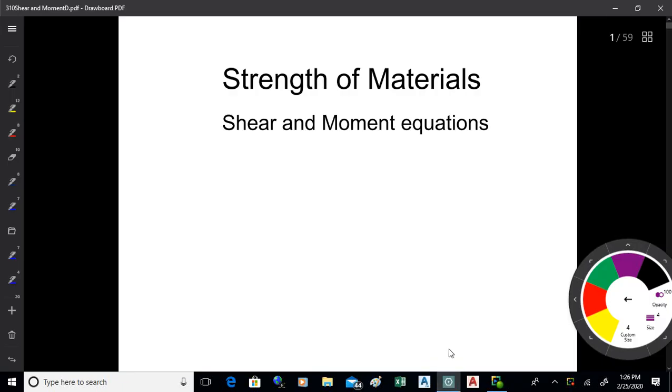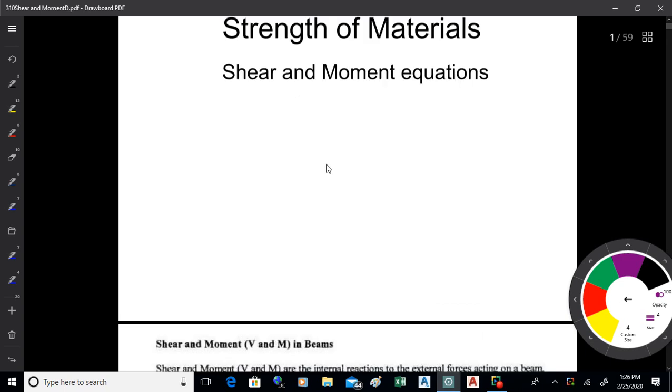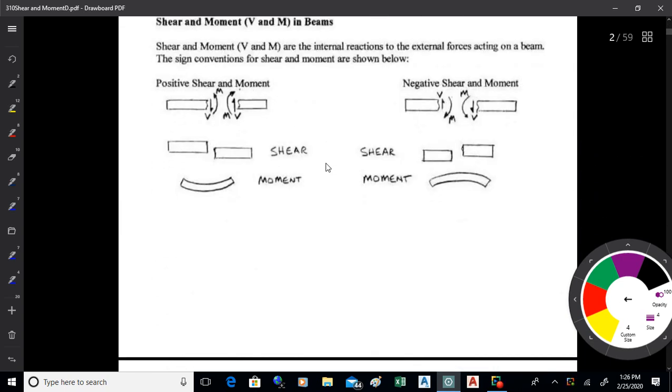All right, so when we're designing beams for shear and moment, we need the beam dimensions, the centroid, we need the moment of inertia, but we also need to know the value of shear and moment along the beams. That's done with either shear and moment equations or diagrams.